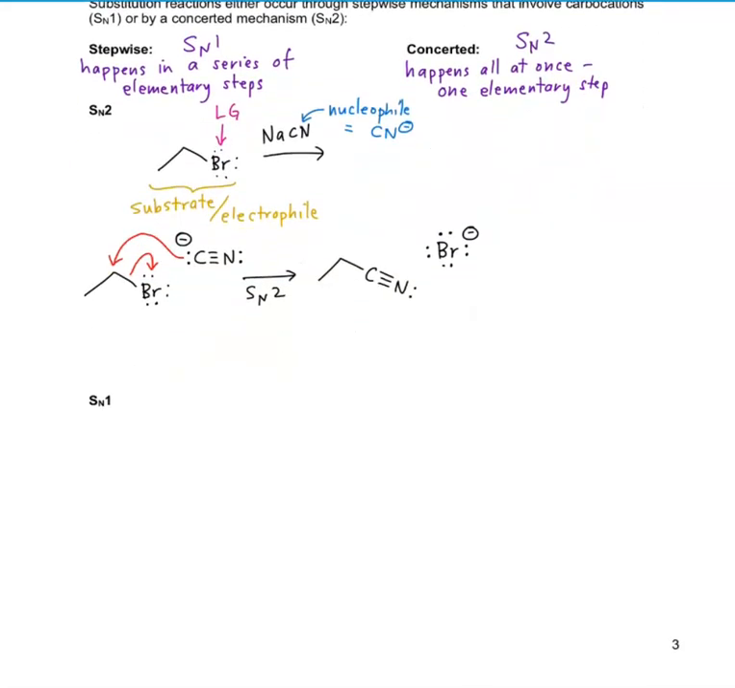Now, if a reaction were to take place through an SN1 mechanism, let's look at a set of conditions that would favor an SN1 pathway. So we'll start with this as our substrate.